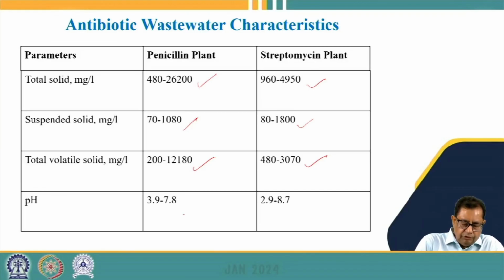And the pH of the penicillin plant wastewater may range between 3.9 to 7.8, whereas the pH of the streptomycin plant may vary from 2.9 to 8.7. So the pH may vary from acidic to basic conditions in this case.